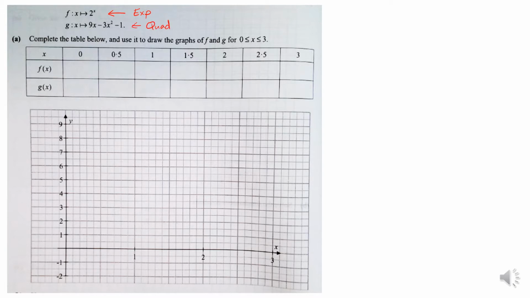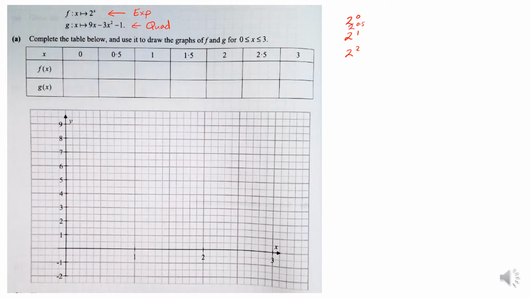Okay, and we're asked to complete the table below and use it to draw the graphs of f and g in the domain from 0 to +3. Okay, and it's all laid out there nicely for us. So we can calculate one by one what is 2 to the power of 0, what is 2 to the power of 1, 2 to the power of 2, etc. Actually, we have intermediate steps there. We have 2 to the power of 0.5 as well.